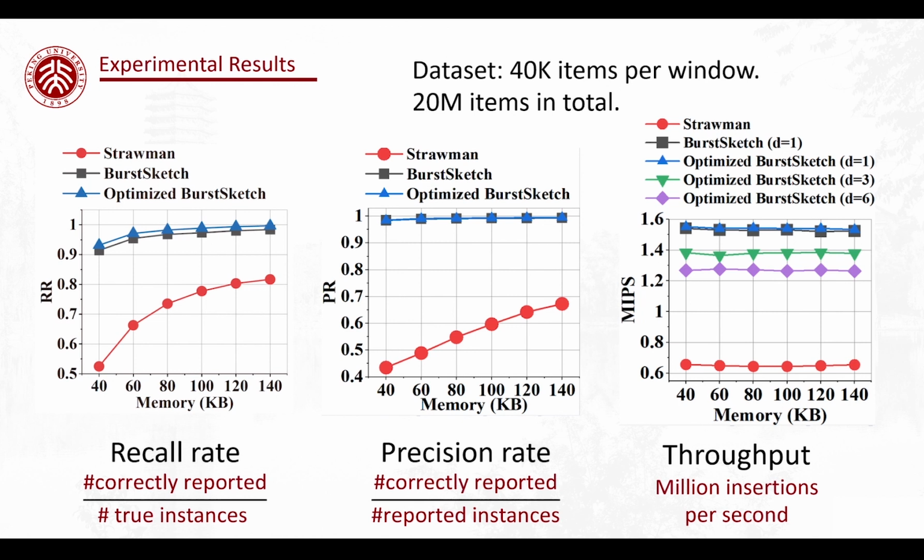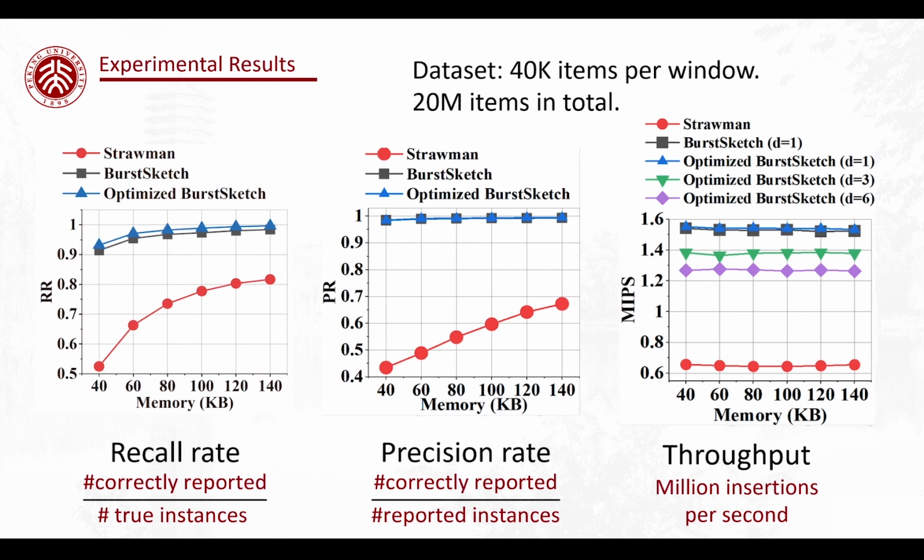We can see that our recall rate and precision rate are much better than the strawman solution. When the memory usage is 100 KB, the recall rate of our basic version is over 97%, and the optimization version is over 98%. The precision rate of BurstSketch is over 98% in all memory usage. The conclusion is, using a small amount of memory, BurstSketch's accuracy is very high.